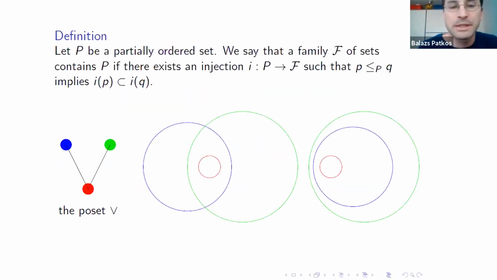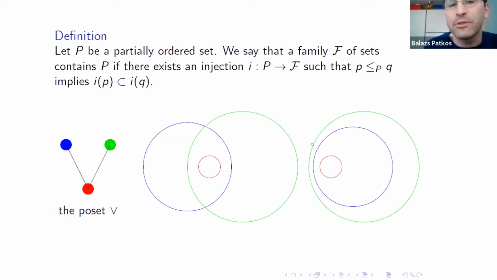So here is an example. Here on the left, you see the 3-element poset that is sometimes called V. There is a smallest element and 2 other elements that are unrelated, and they are both larger than the smallest element. And how can we realize this poset with sets? Well, here are 2 possible realizations. Here, the red set corresponds to this red element, and it is contained both in the blue set and in the green set, just as here.